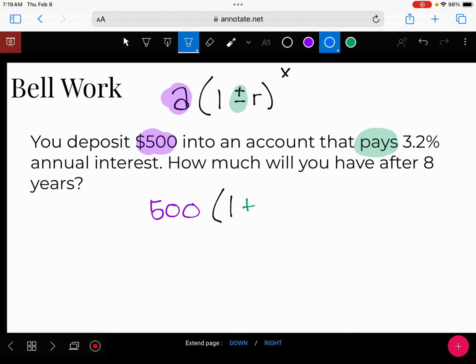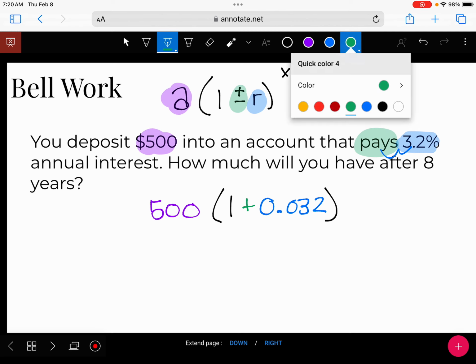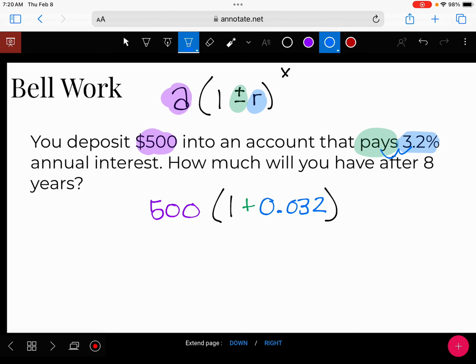What's going to go in for r? Yes, we're going to take this 3.2 and make it a decimal. That scooches it 1, 2 places, and it's 0.032. And what are we going to put in for our x? 8. That's going in for that time.